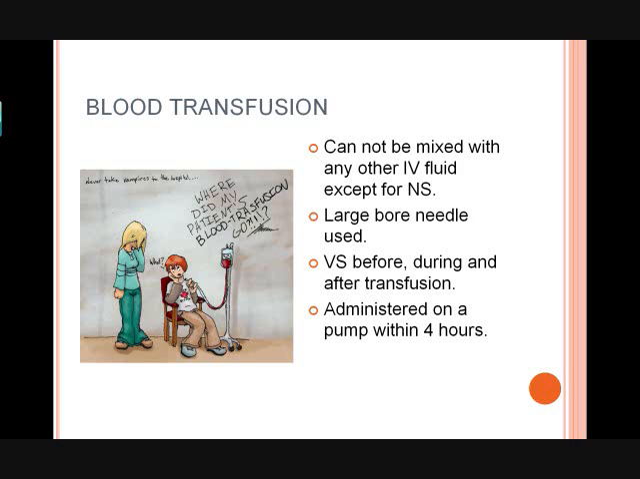You need a large bore needle. Vital signs need to be done before, during, and after the transfusion. And during is usually like 15 minutes into the transfusion.